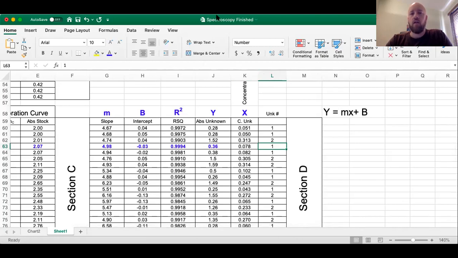So when you look at the purpose of the experiment, let's go back to the Word document here.